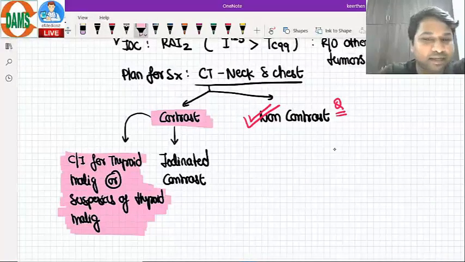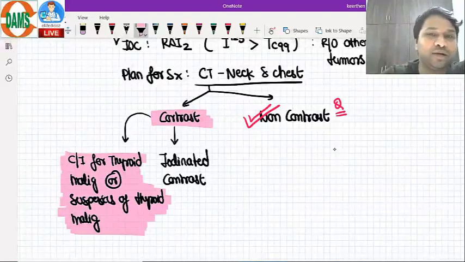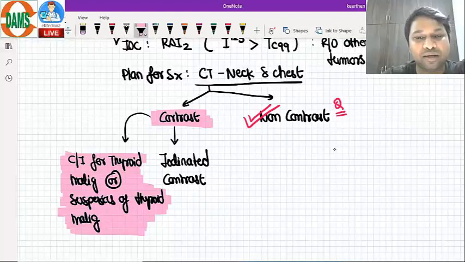Non-iodinated contrasts can be done, but whatever contrast we normally use, like urographin, is usually iodinated. Until and unless you are not suspecting malignancy, you will not instruct that. So it's better to be safe than sorry.